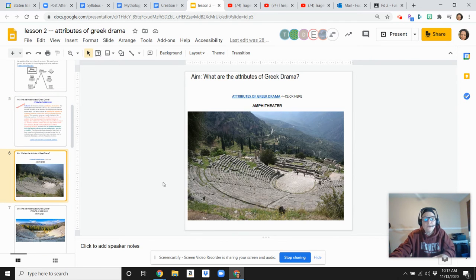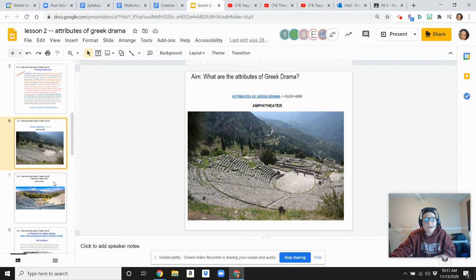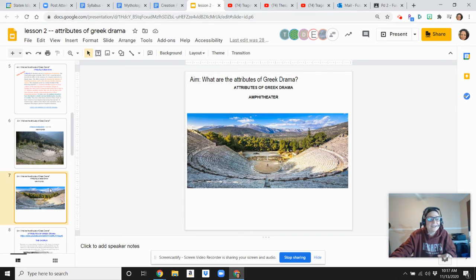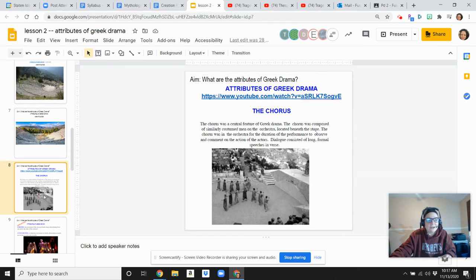Then I'm going to show you a couple of images here of the Greek amphitheater. You would have like 15,000 people come to the plays, especially during the Dionysian times, when they valued art and culture so heavily. Like, all the cool kids were doing it. Everybody went to go see the tragedies. Same thing, another image of the amphitheater, and then you have the chorus.